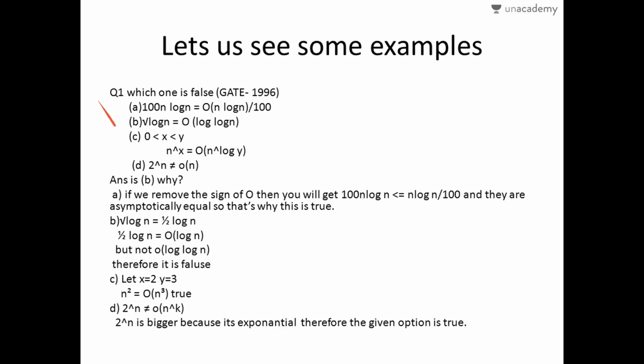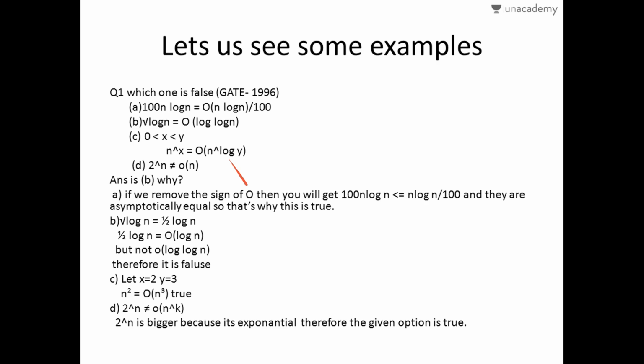But let's see the other options too, so that we can better understand this. So in the next example, it is saying that n to the power of x is equal to big O of n to the power of log y. Well, here I would like to correct that this is not log y, this is just y. So it is n to the power of x is equal to big O of n to the power of y, and the value of x is smaller than y.